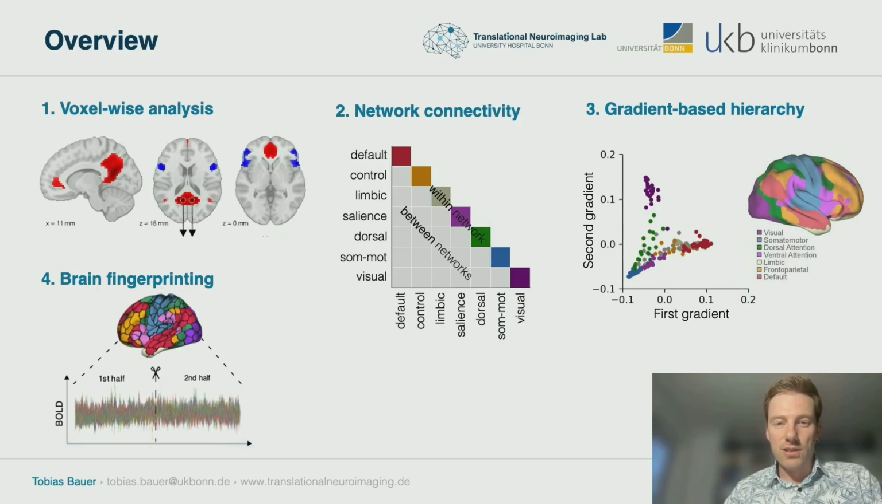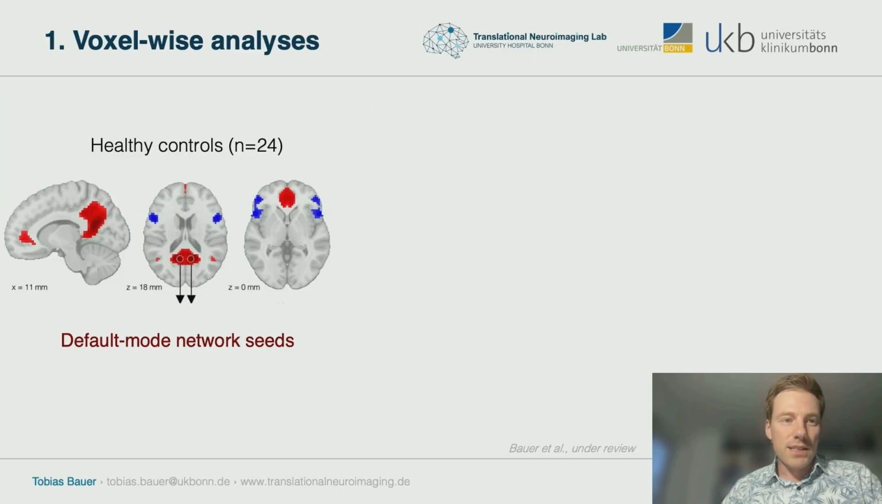and how it is different between individuals. So for the first analysis, the voxel-wise analysis, we extracted the default mode network from the healthy controls that we had, which are 24 individuals.